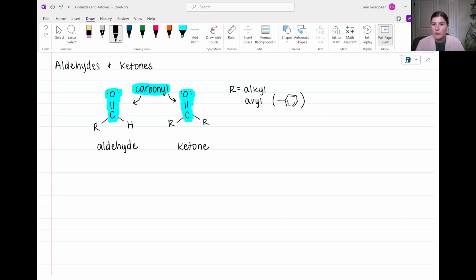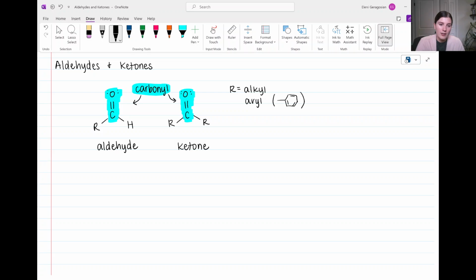So there are a few groups. We'll see a few examples. Here are two possible R groups that could be in these molecules. So we will have quite a few videos on aldehydes and ketones. This is a key topic in organic chemistry too.